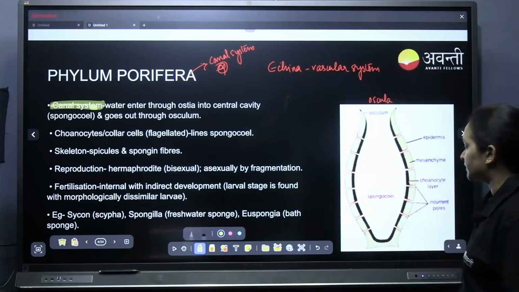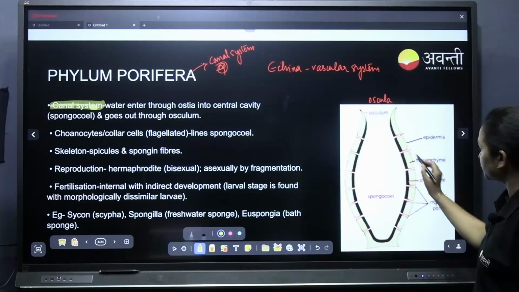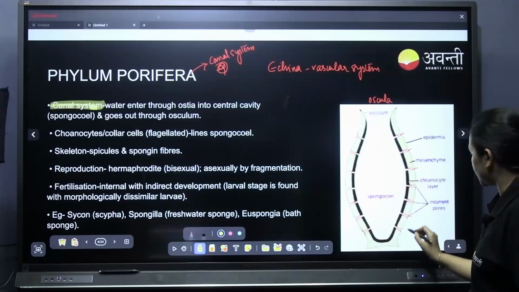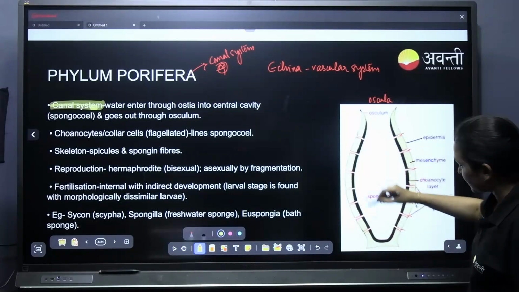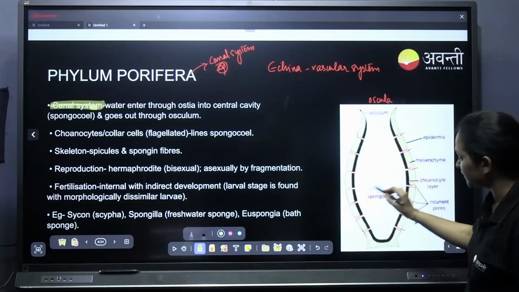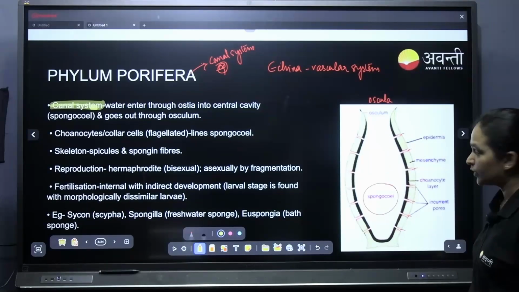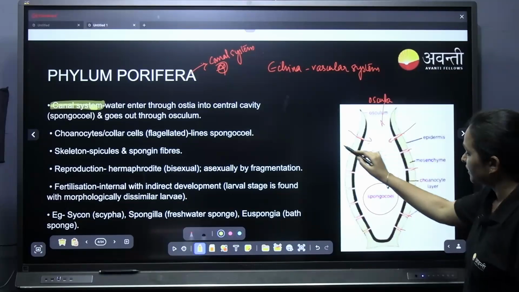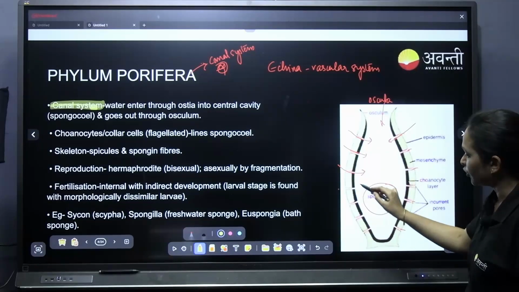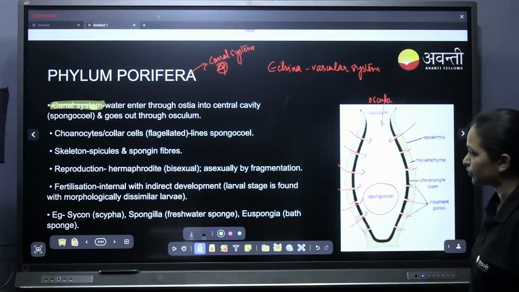Oscula or osculum. All these small pores are the ostia. And the big cavity you can see inside is called the spongocoel. From everywhere, the water will enter. When water enters, this is called the canal system.